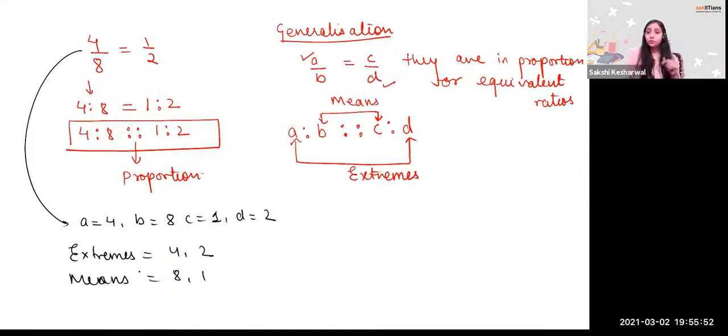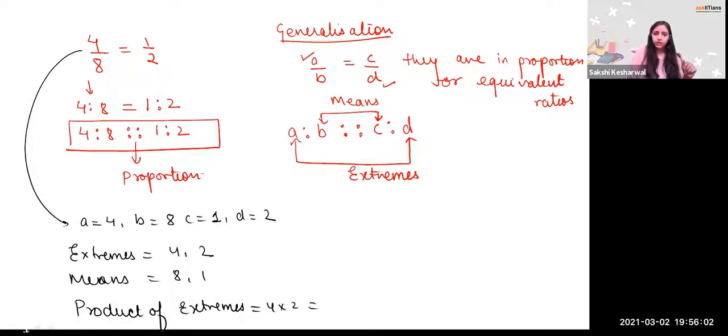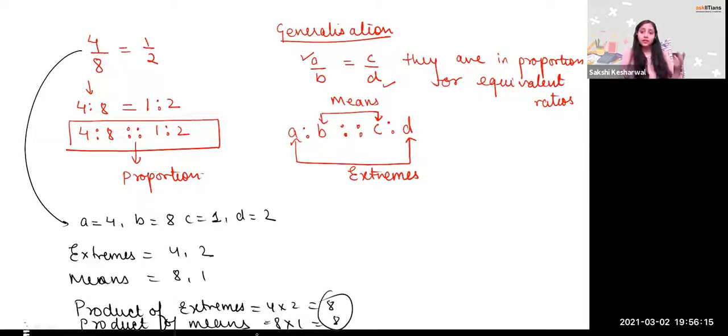Now if you do the product of the extremes, the product of extremes is 4 into 2, which is equal to 8. Now take the product of means. The product of means is 8 into 1, which is equal to 8. You see that both quantities are equal. So here we get the result: if the four quantities are in proportion, then the product of the means is equal to the product of the extremes, right?